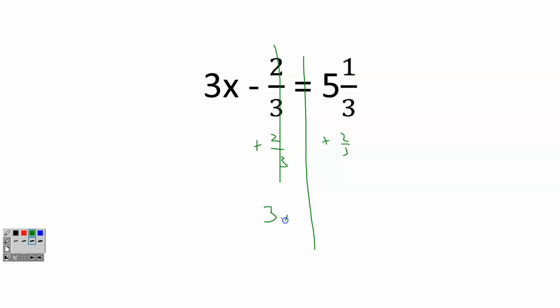It's going to give me a 3x on this side. If I type in my calculator 5 and 1/3 plus 2/3, that's going to give me an answer of 6. Now I'm going to divide both sides by 3, and I'm going to get an answer of x equals 2. So there you go.